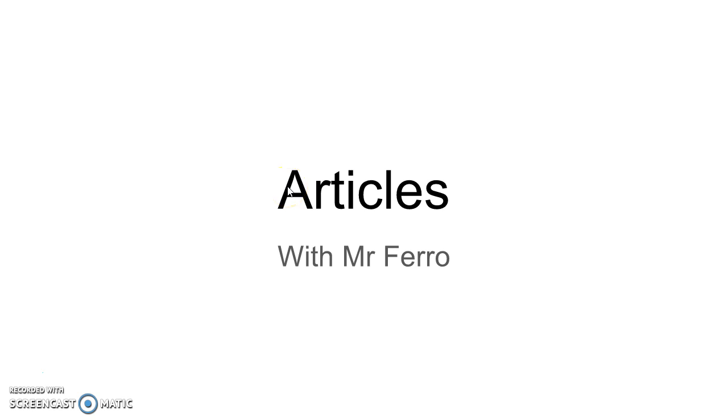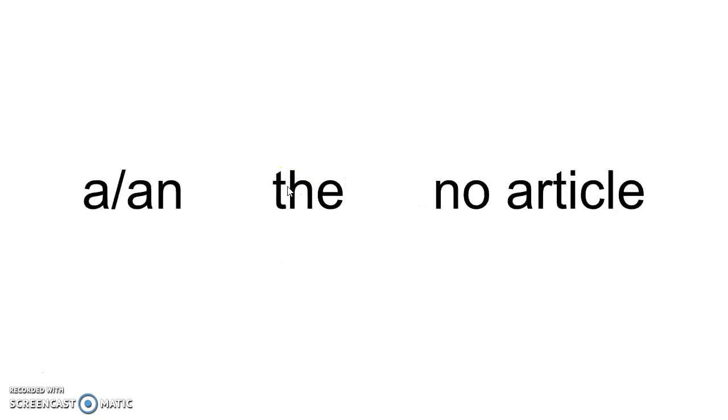Today we are going to be learning about articles and how to use them in English. So, what's an article? An article is basically the words we use in English that go before nouns. Nouns are the names of things. So, before a noun, the name of something, we can put a, an, or the, or sometimes we don't put anything in front of the noun.